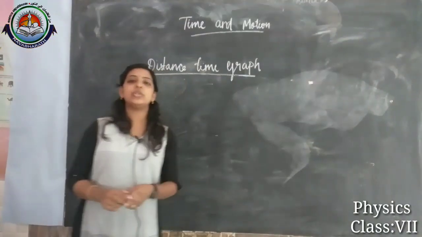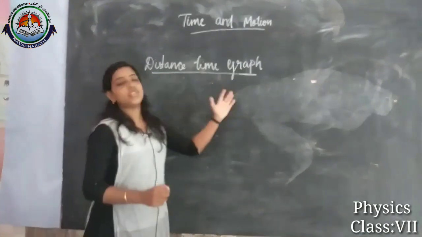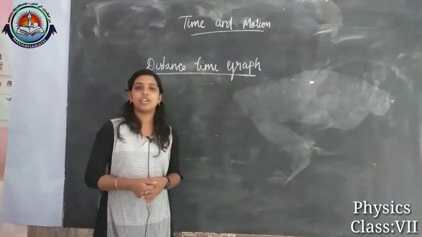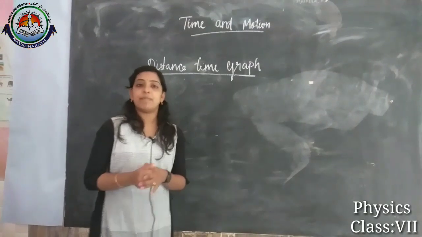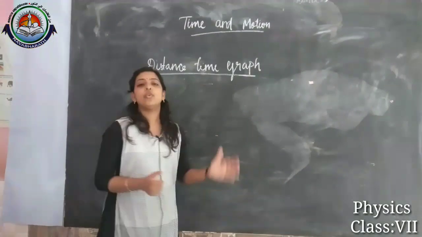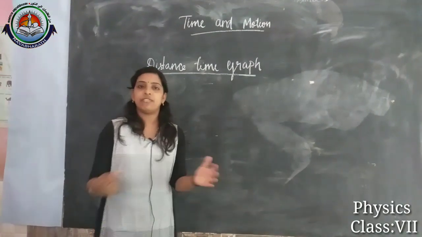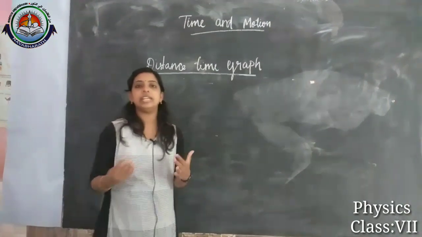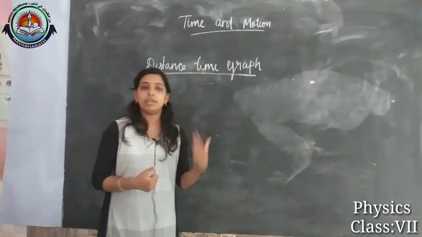Today we are going to discuss the distance time graph. In the previous class we learned about uniform motion and non-uniform motion and how they differ from each other content-wise, right?